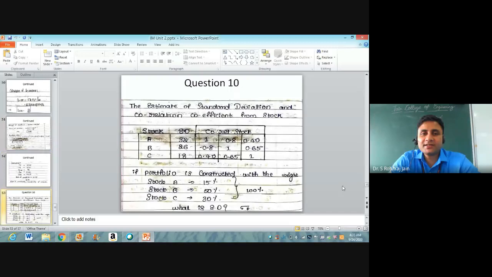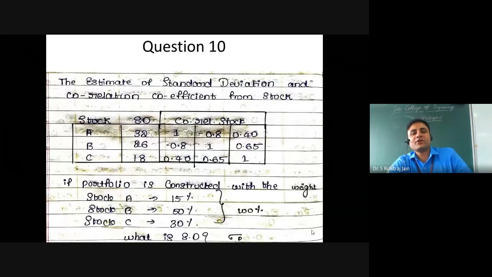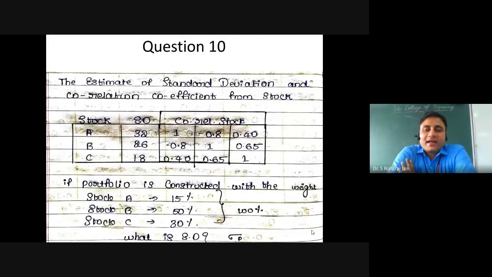Please concentrate. It's one of the easiest problems we have solved. Estimate the standard deviation and the correlation coefficient from the stock. What have they given us? They have given us 3 stocks. In the previous problem, they gave only 2 stocks.